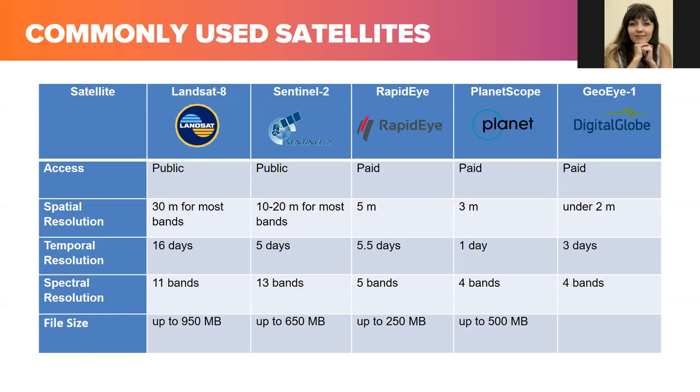Okay, so I was talking about the pixel size. Under 2 meters here is the best you can see on the screen, but this is only about the products that can be used for agriculture.